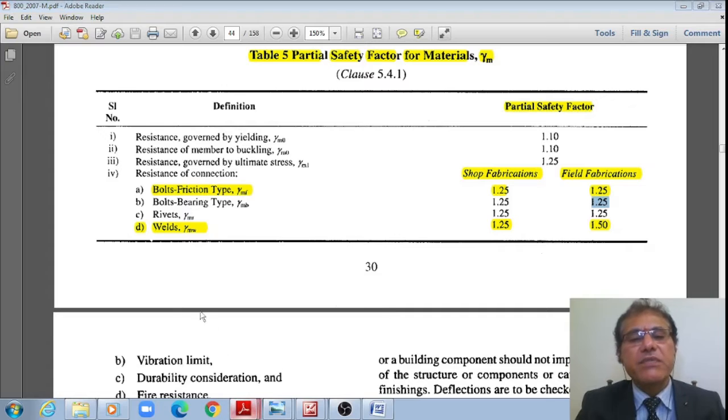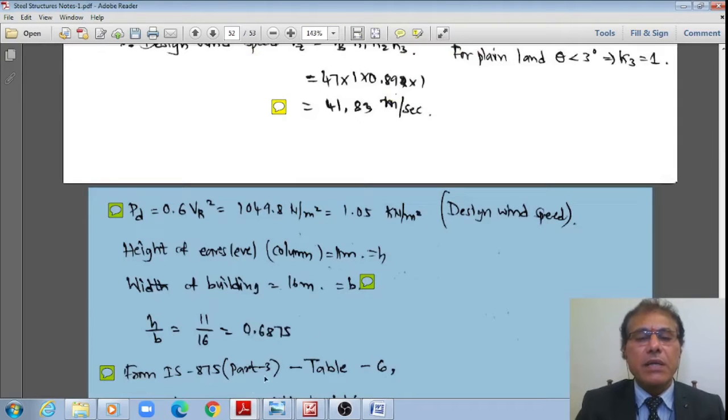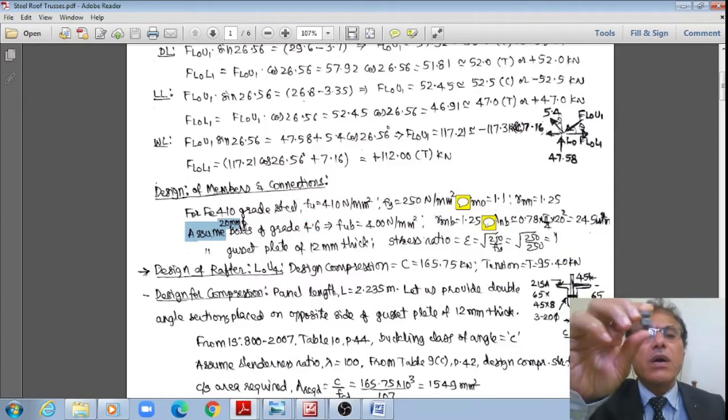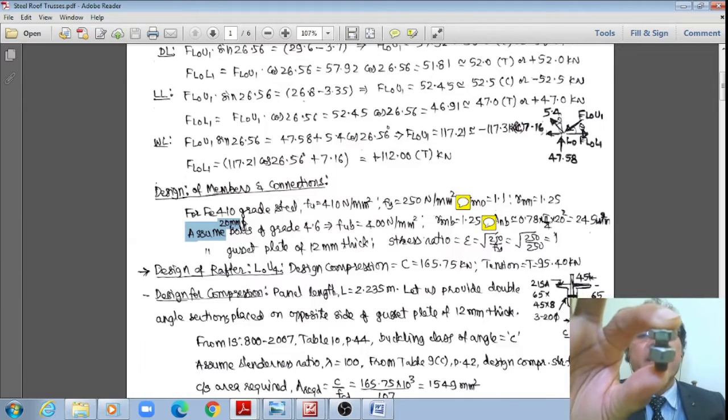Once I note down the partial safety factors, let me see the other data, right? This is the data I just noted. For this, I am assuming an M20, 20 mm diameter bolt of grade 4.6.